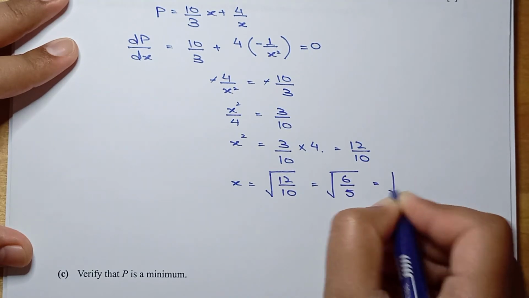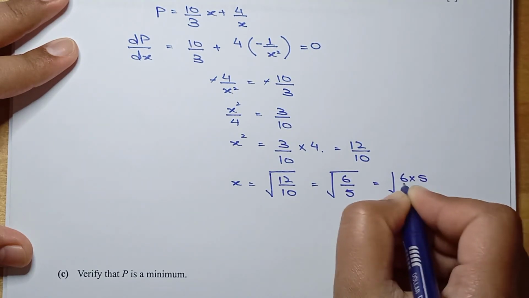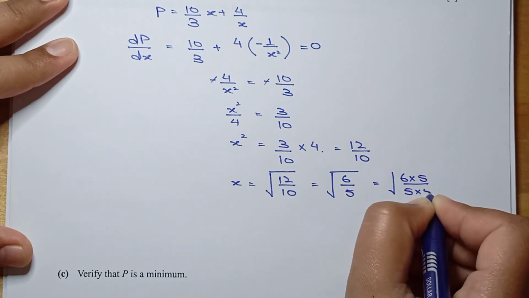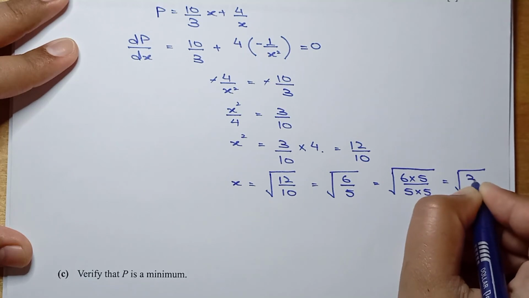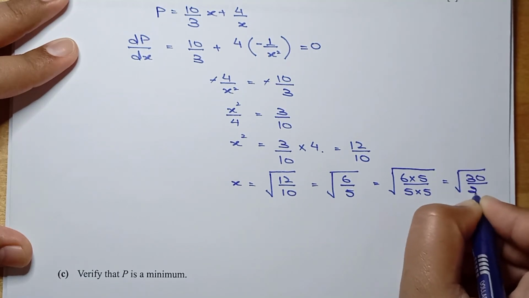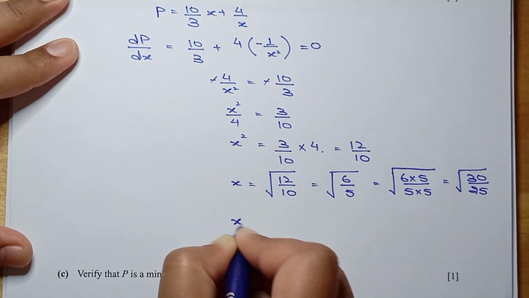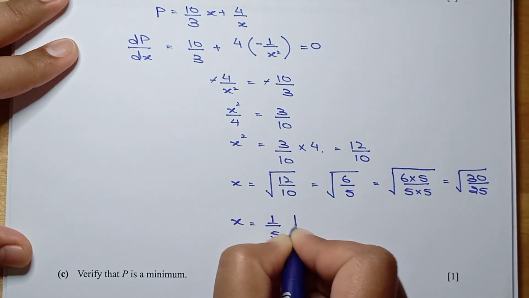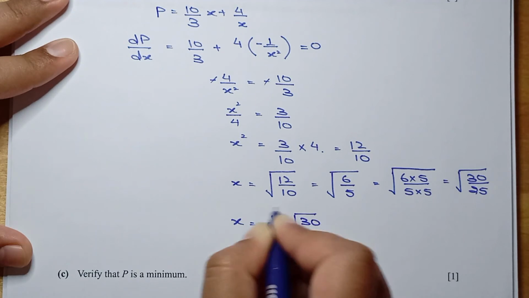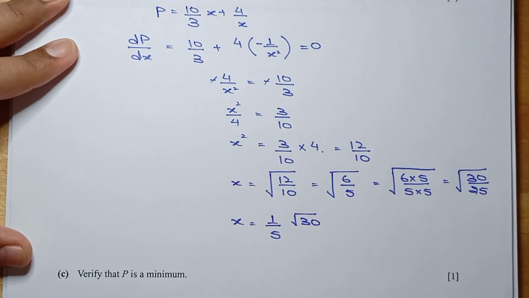Yes. So we multiply and divide by 5 inside the square root, because 6 times 5 is 30 and 5 times 5 is 25. So the x value is 1 by 5 times the square root of 30. And this 1 by 5 is a q value, that is a rational number.